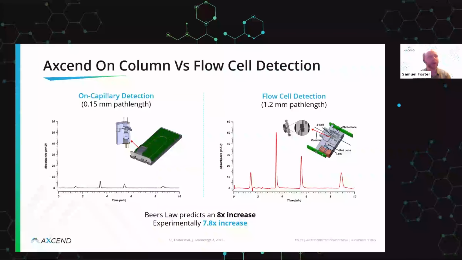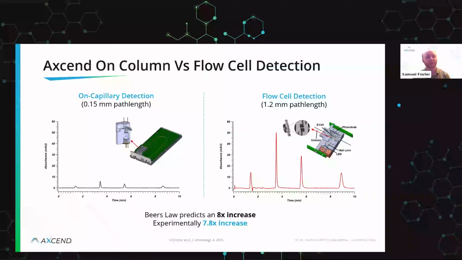So what does that look like? Well, we compared the same separation. This is a separation of alkylphenones between your on-capillary detection and your flow cell detection. And so we see about an 8-fold increase in path length, which results in about a 7.8 times increase in your overall sensitivity. So we're seeing dramatically higher peaks over on the flow cell, but we aren't seeing them exactly as high as we would expect. And so that missing 0.2-fold increase is coming from that introduced band broadening.